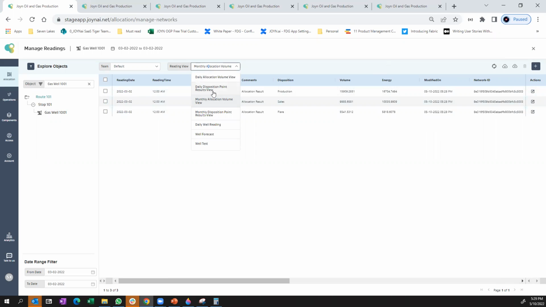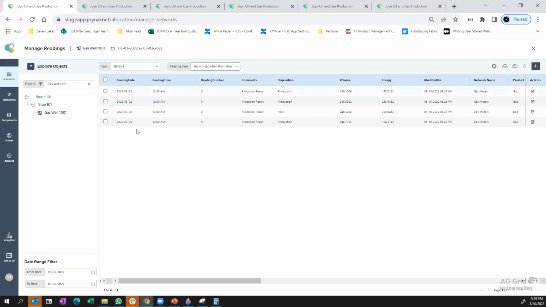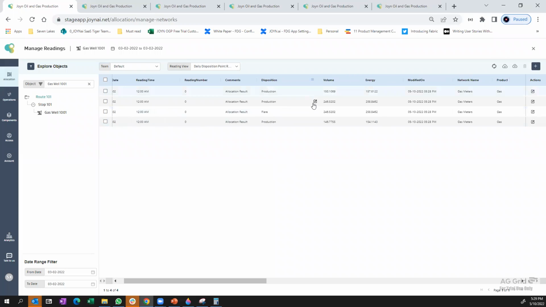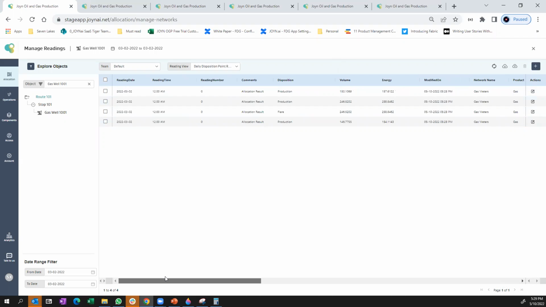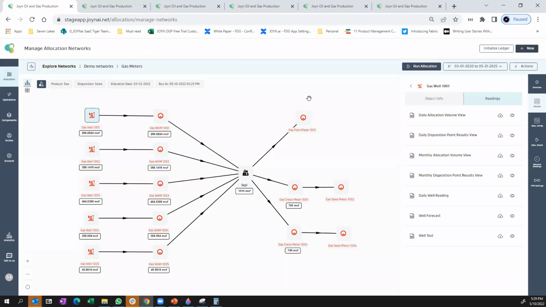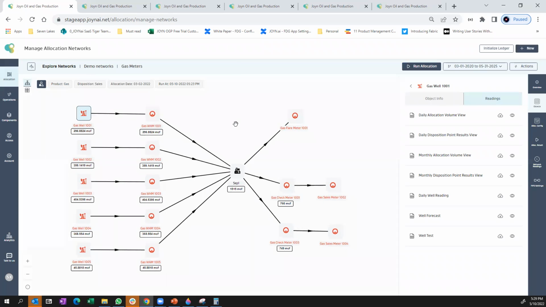In addition to this, you would also notice that the disposition point based readings are available, because for all the three dispositions, the disposition point based allocation was also enabled for this network. And in addition to volumes, you would also see the energies allocated by disposition points. So that's how a production accountant can set up energy allocations and run them for any product, or in this case for gas across all the dispositions on gas. Thank you.